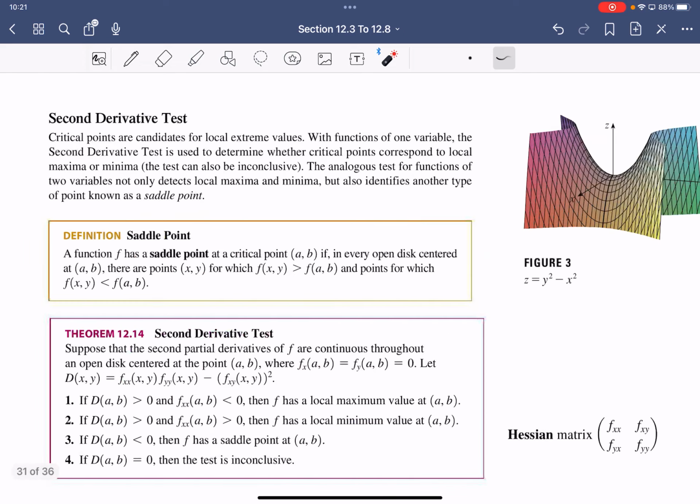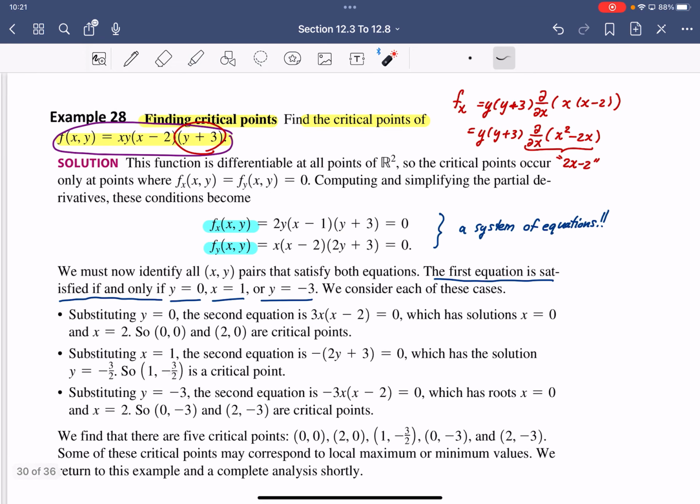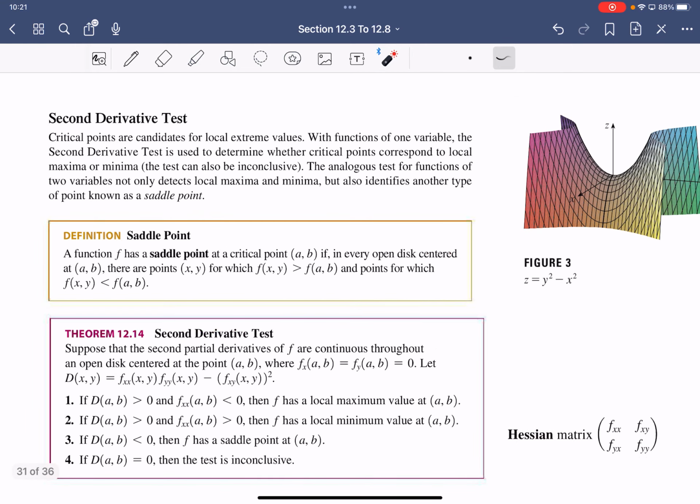Alright, so now we're gonna take a look. Once you have the critical points, how do you know that it's gonna be max or min? So the second derivative test, in one dimension, you used to take the derivative one more time, right? And then you say that if the second derivative is less than 0, it is max. If it is greater than 0, you say that it is min. This is what you do in 2 dimensions.